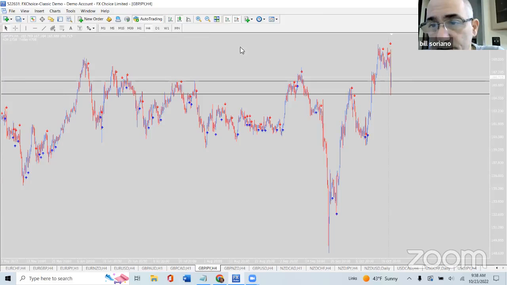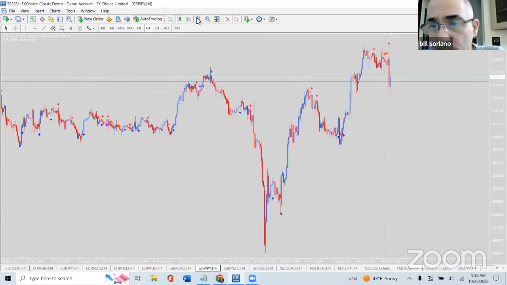The 4-hour has to be considered an uptrend as well, right? We do have a change of character right here because we get a break of structure, right in this area here. But if we get a pullback and a second break of structure, then that would nullify any trade setups. But right now we're still in an uptrend.